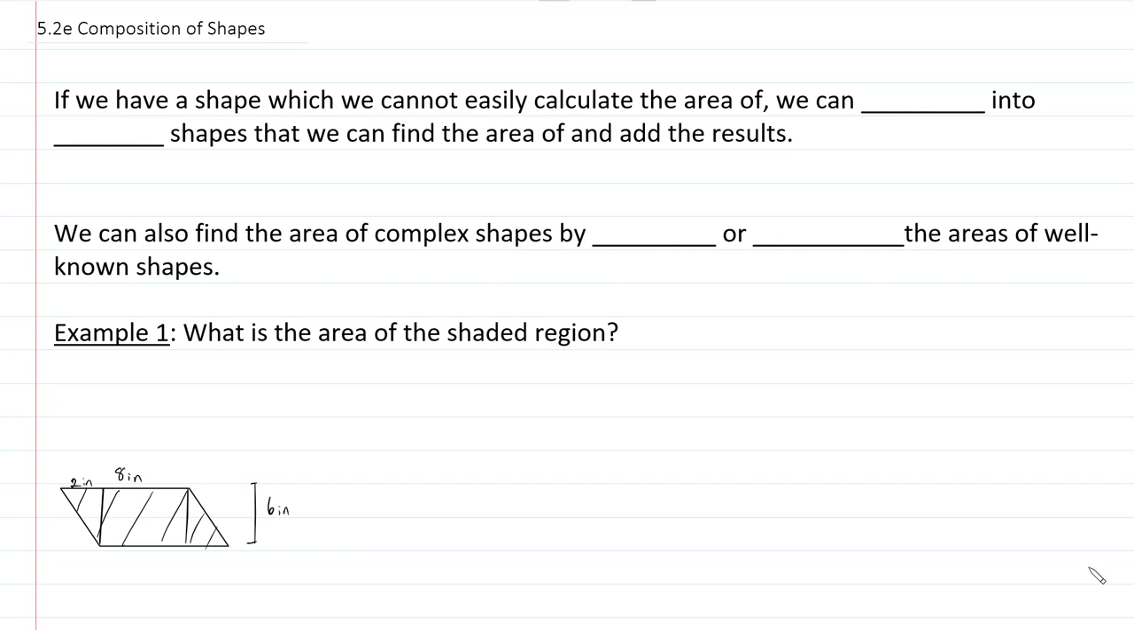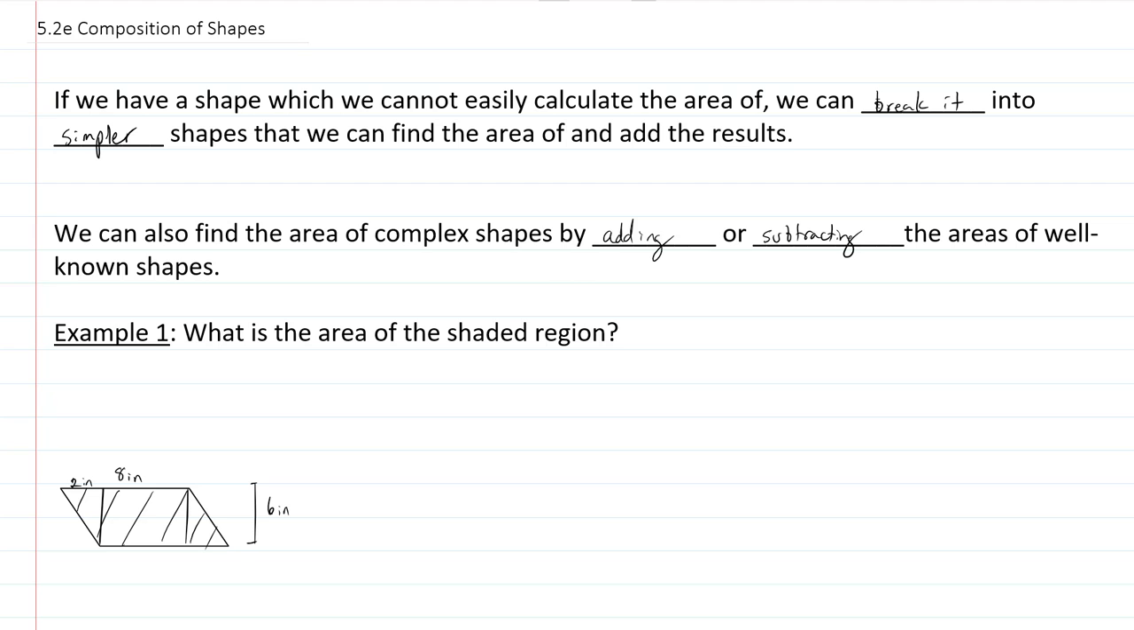5.2e, composition of shapes. If we have a shape which we cannot easily calculate the area of, we can break it into simpler shapes that we can find the area of and then add the results. We can also find the area of complex shapes by adding or subtracting the areas of well-known shapes.